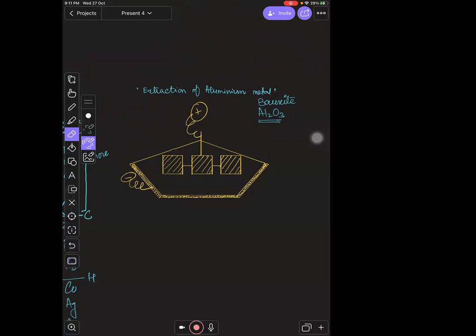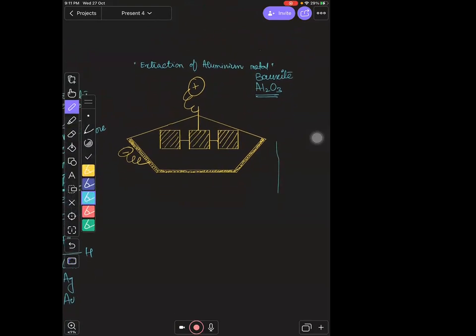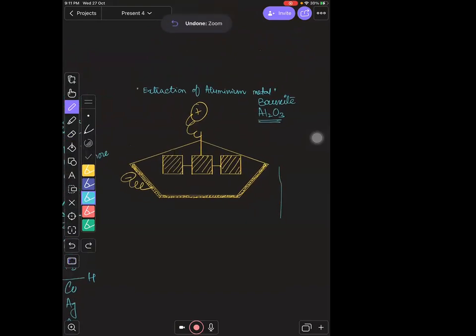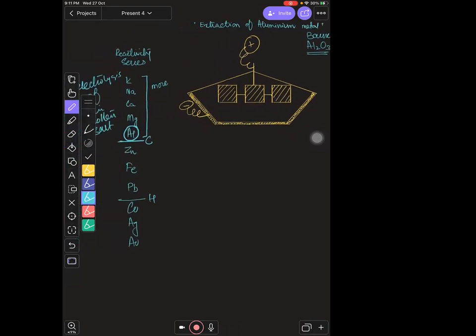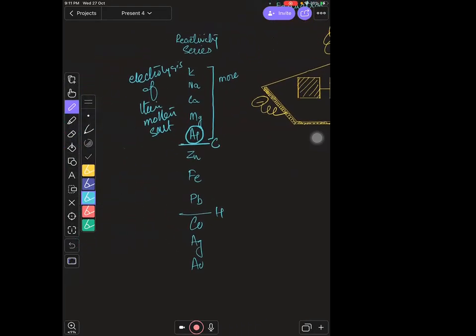Okay, so we were talking about what? Metals, and today our topic is extraction of aluminum metal, right? So you can see over here, this is the apparatus by which we can extract aluminum. But before going towards this, we need to understand the reactivity series: potassium, sodium, calcium, magnesium, aluminum, zinc, iron, lead, and then copper, silver, gold. We can use carbon and hydrogen over here, just because these two elements can form positive ions, right?